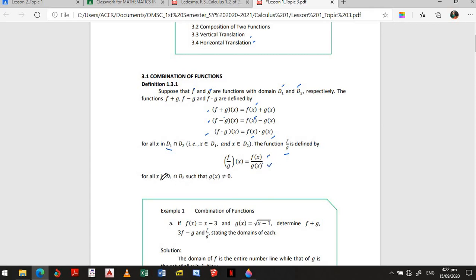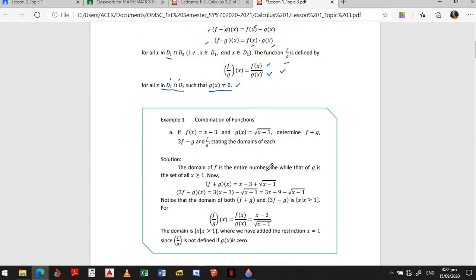Same po sila ng condition, that is x should be the common element of D1 and D2 such that g of x should not be equal to 0. Why so? Because if our denominator g of x is equal to 0, then our function will not be defined. So in order for us to circumvent a zero denominator, we have to see to it that our denominator g of x should not be equal to 0. Okay?